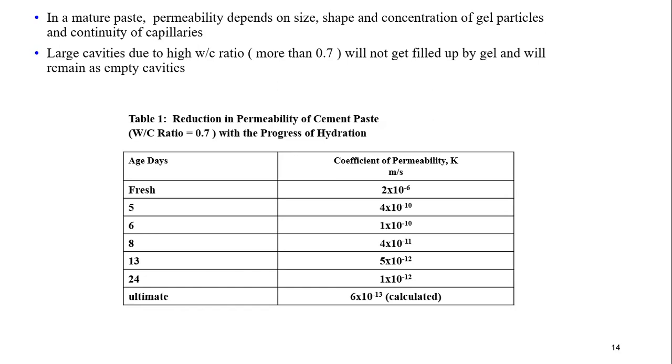If it is 8 days, 4 into 10 to the power minus 11. If it is 13 days, 5 into 10 to the power minus 12. If it is 24 days, 1 into 10 to the power minus 12. Hence, the ultimate value is 6 into 10 to the power minus 13. So, this is the coefficient of permeability.